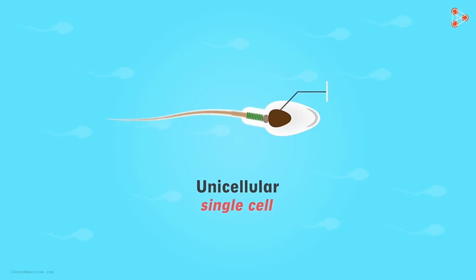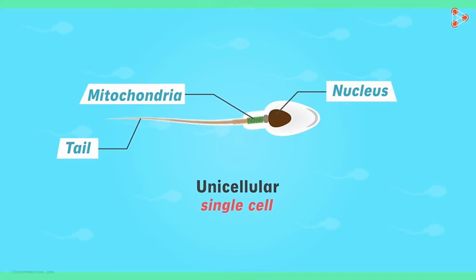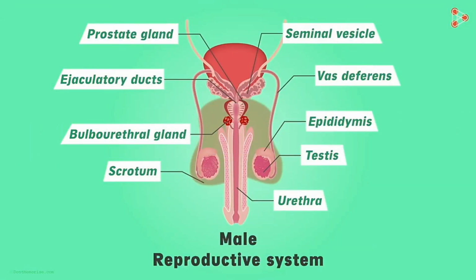It bears a head region called the nucleus. Then it has this middle part with the mitochondria for providing energy to swim across. But then who will help in the swimming process physically? That's the business of this tail region. The tail helps in the swimming activity. Now we are done with the basics of the male reproductive system.